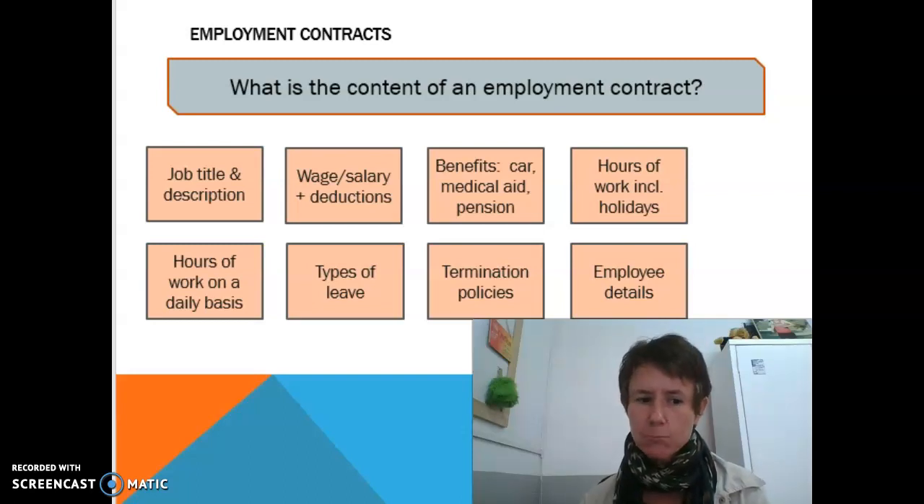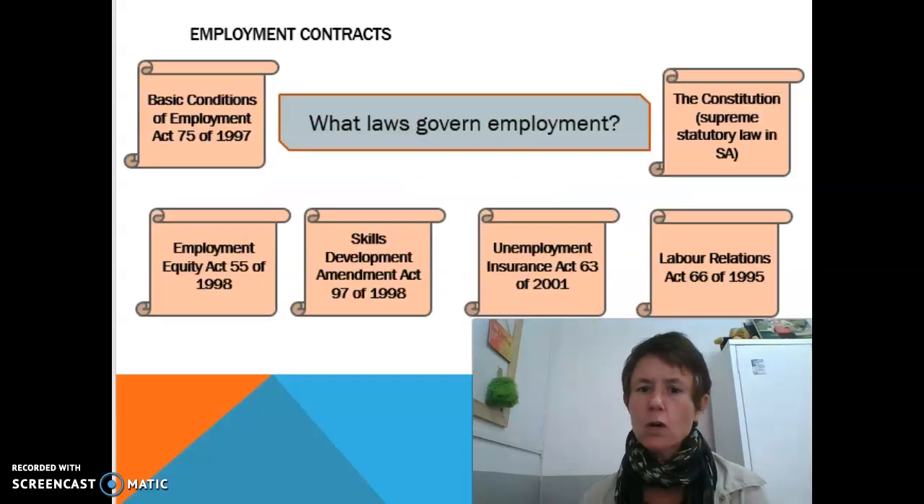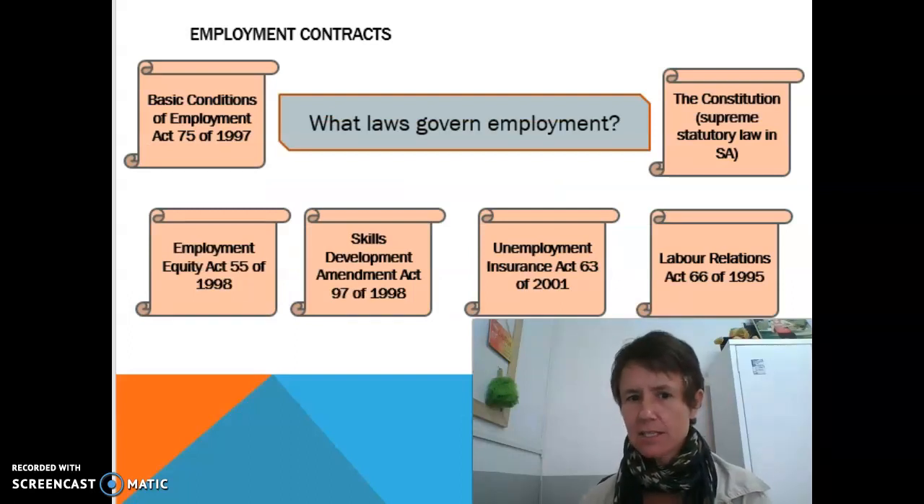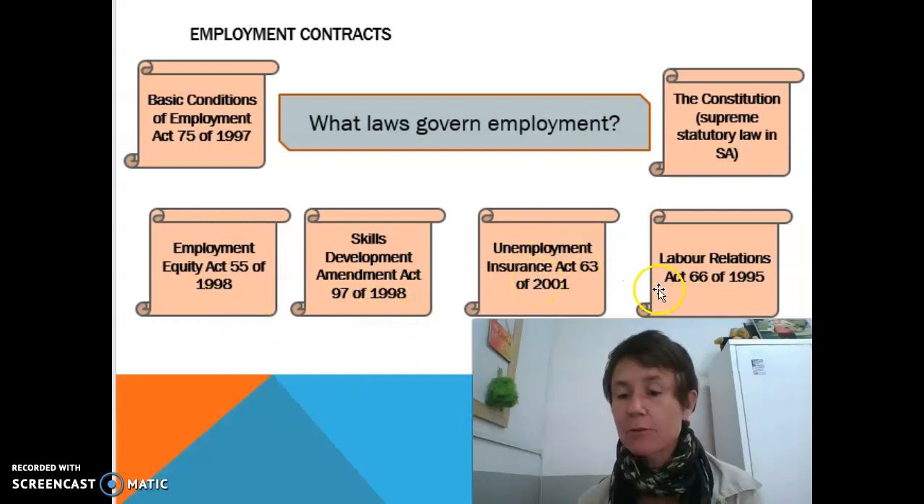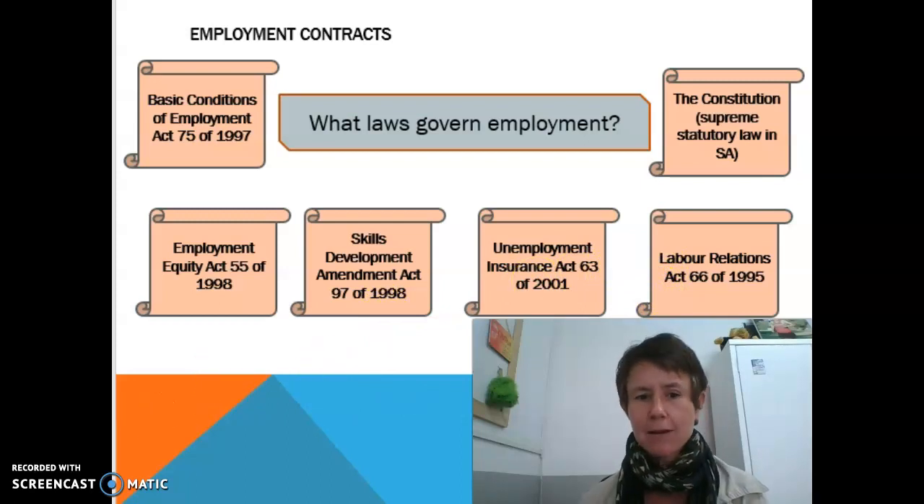It's also quite important that this employment contract has all my details, the employee's details, the ID number, where they live. Those things are all very important. So what laws govern the employment contract? There are quite a few, and they're listed on this slide. The BCEA, our Constitution, which is a supreme law which underpins every other law, the Employment Act, the Skills Development Act, the Unemployment Insurance Act, and the Labour Relations Act. All of these play into an employment contract.